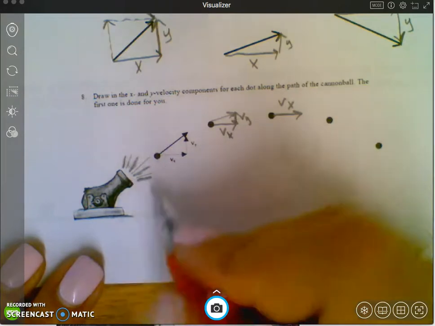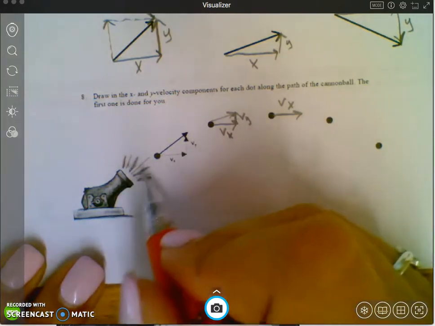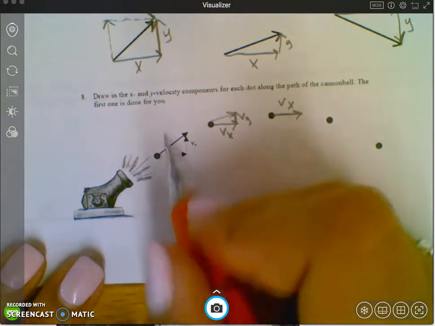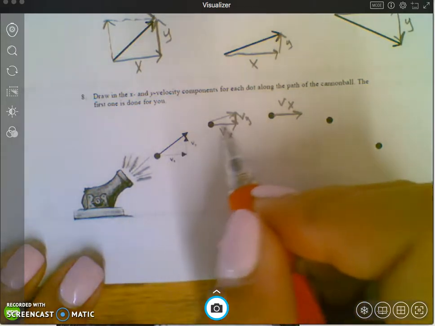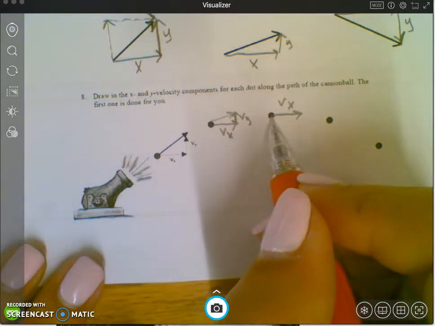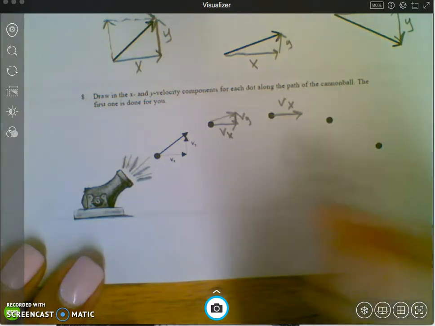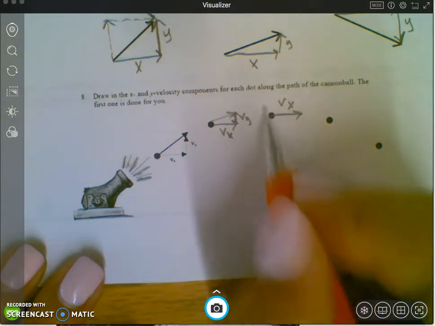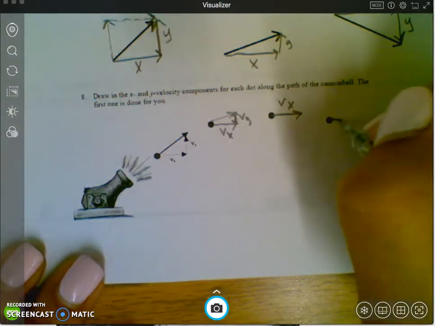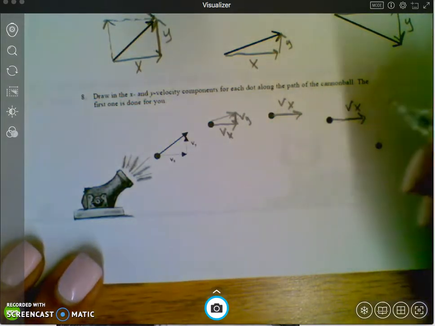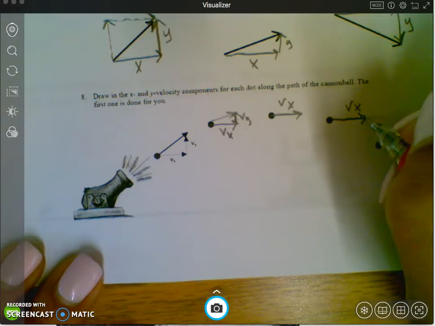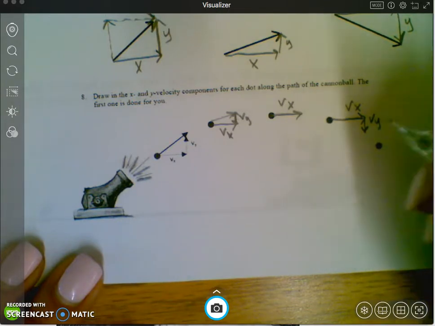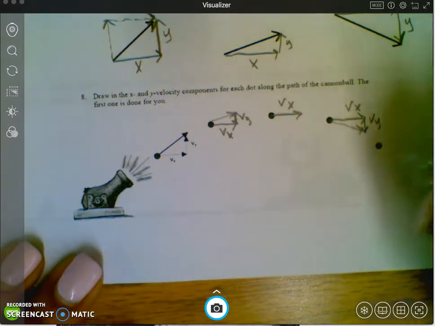If you can imagine, this ball is going to start fast, then slow down in the y direction on its way up, and then eventually it will hit 0, and then it will come back down. It's still moving to the right at this point, but it's not moving up or down. And then as we continue, Vx stays the same, and Vy starts to increase on the way down.